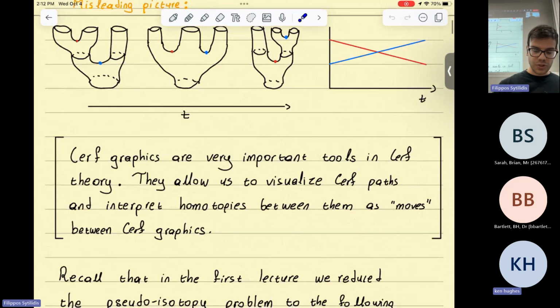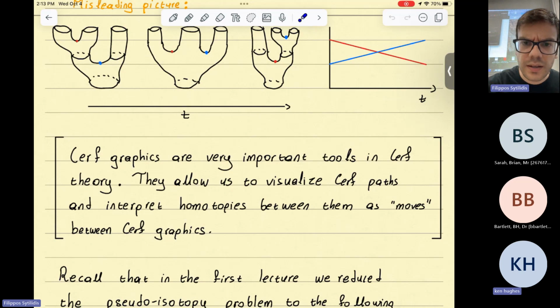I just want to have that as a slogan, that surf graphics are very important tools in surf theory because they allow us to visualize surf paths and also, what will be very crucial for our purposes, interpret homotopies between surf paths as moves between surf graphics. We're going to make this translation. Basically, the goal of the day is to make this translation happen.